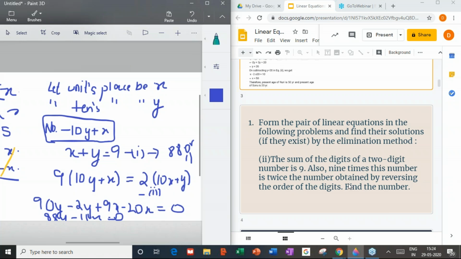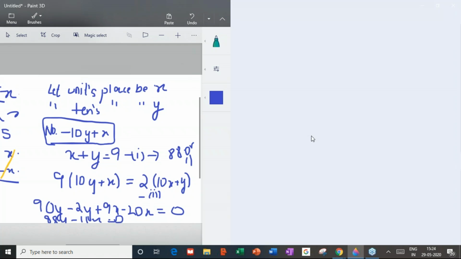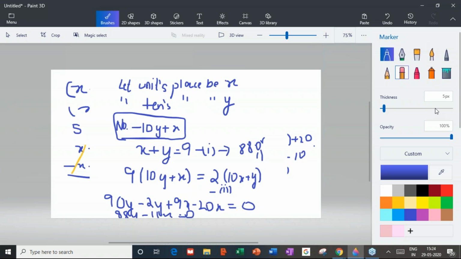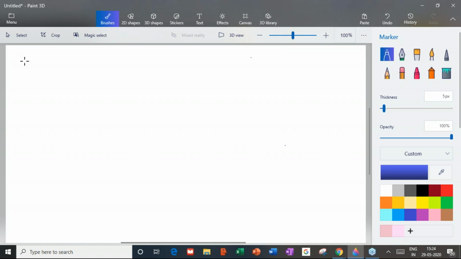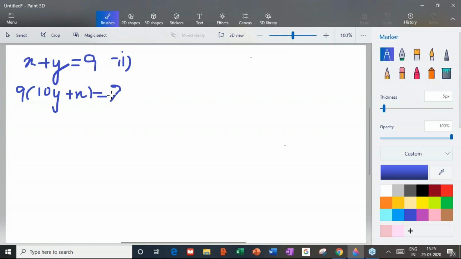Can you please explain the multiplication part? Sure. Okay, so there are people who are stuck. I'll help you out. So the first equation is x plus y equals 9, right? And the second equation is 9 times 10y plus x is equal to 2 times 10x plus y. So I'm going to first just simplify this equation.